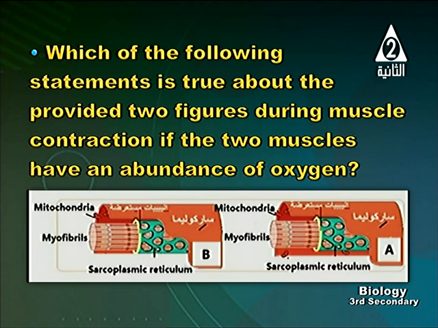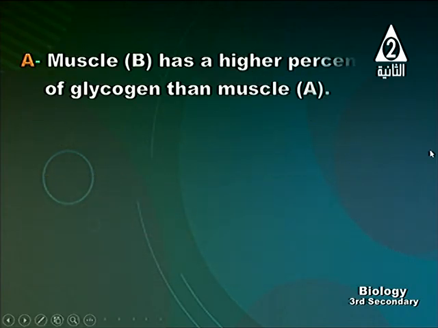Which of the following statements is true about the provided two figures during muscle contraction if the two muscles have an abundance of oxygen? Look at the opposite figure. This is muscle A, and this is muscle B. If you carefully look at the two different muscles, we will find that the number of mitochondria in muscle A is greater than the number of mitochondria in muscle B. So let's see the choices to choose the correct answer.